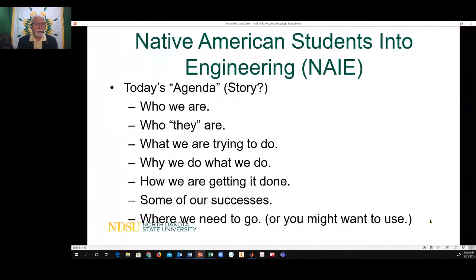Today's agenda, or the story we're going to go through: who we are, who they are, what we're trying to do, why we're trying to do it, how we're going to get there, some of our successes, where we need to go, or maybe things you might be able to walk away with.